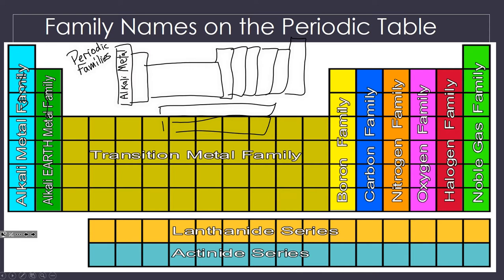Then we get to the carbon family. The carbon family is sort of like the mediator of the periodic table. They can go with either side. They can react with metals or they can react with nonmetals. They're sort of the in-between family, the one that mediates the rest of them.